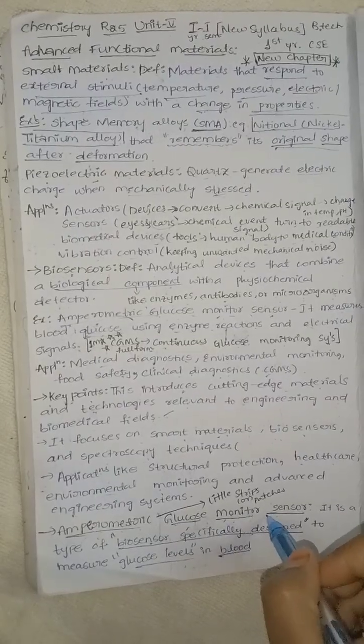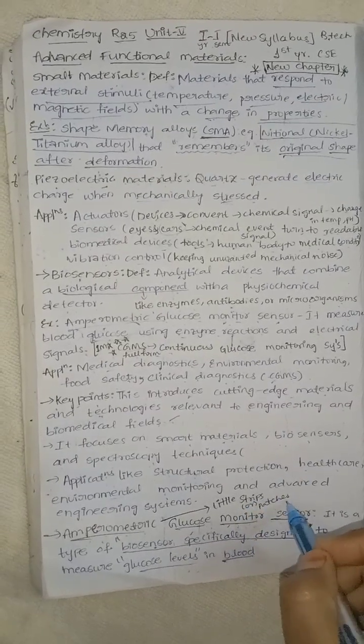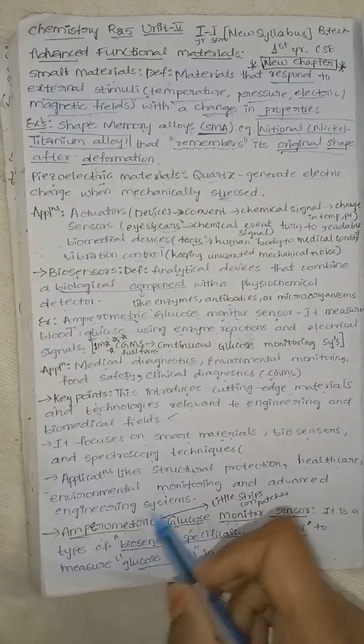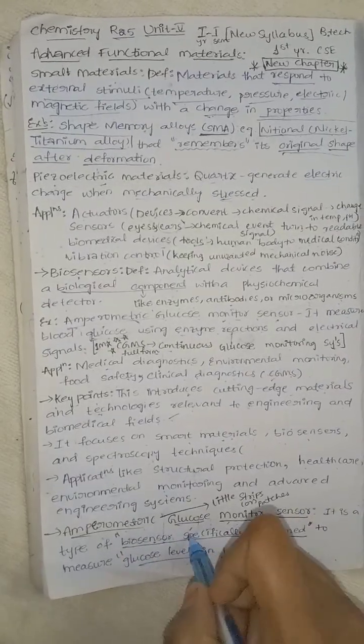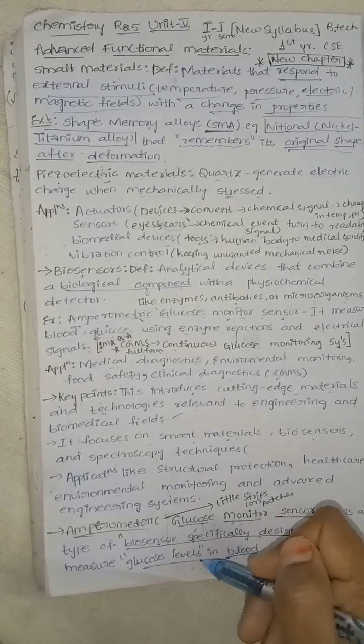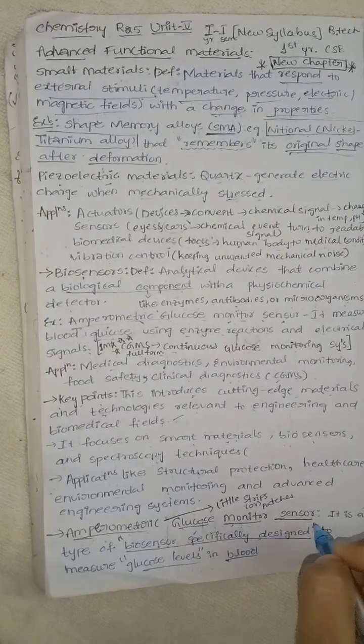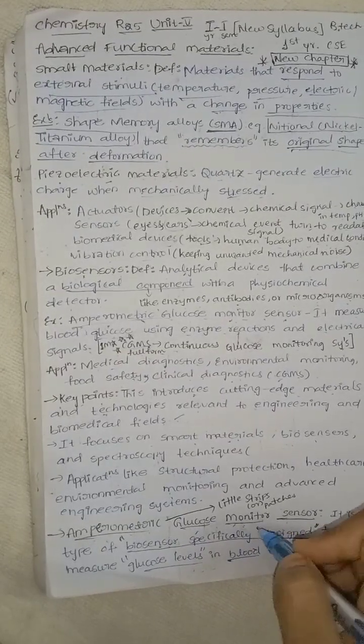Another concept, the amperometric glucose monitor sensor. These sensors look like small strips or patches. It is a type of biosensor especially designed for measuring glucose levels in blood. You need to highlight these main points. In exams you will get good marks.